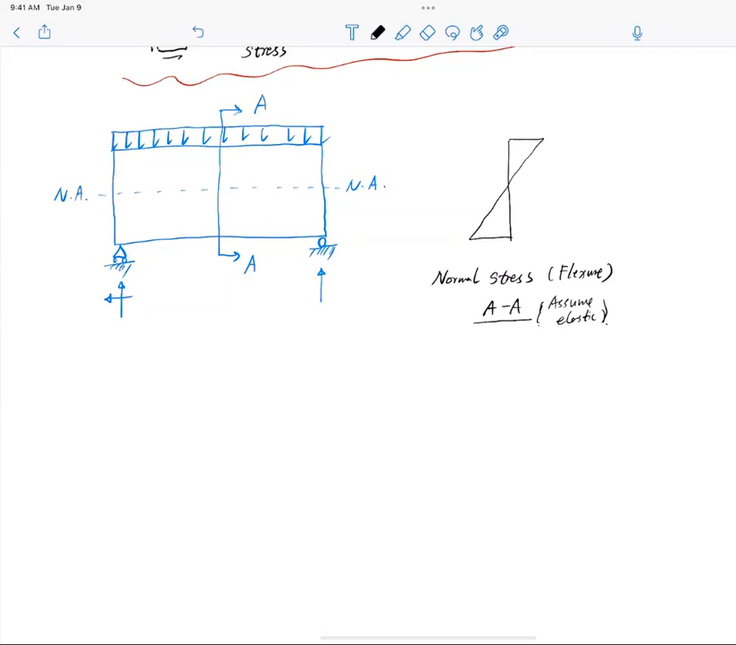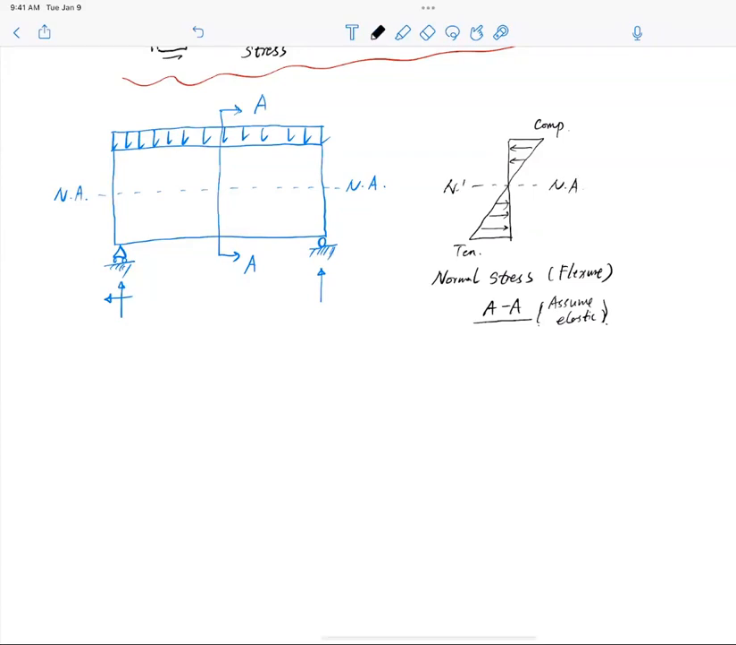Now, what does elastic mean? It means that the concrete is not here, right? Assume some magical material can handle tension, okay? This is not the concrete, it's just some elastic material, so the stress will look like this. On the top we have compression, and on the bottom we have tension.